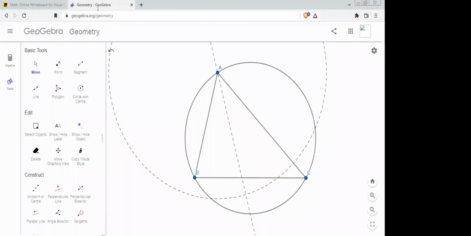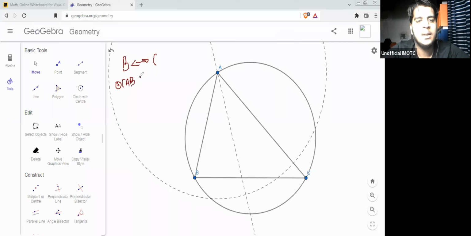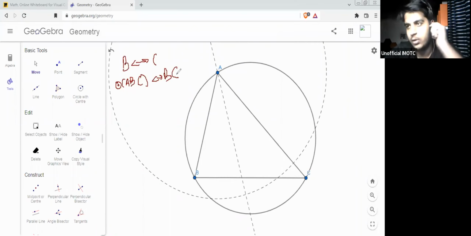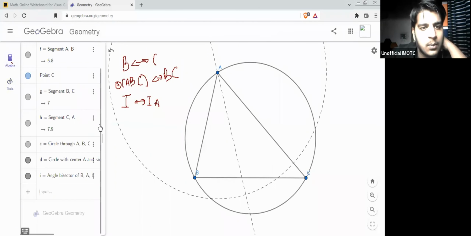So, okay, I'll write all the results which you get here. B and C go to each other. Circle ABC will go to BC. Okay, what else was there? I forgot. Okay, where will the incenter go to? The A-excenter. Who said it? Sure, yeah. Okay, that's correct. Anybody else who sees it? Why? I'll wait for a minute so that you can try.